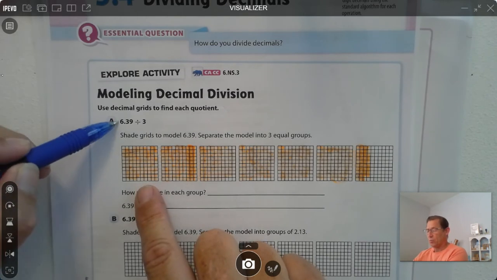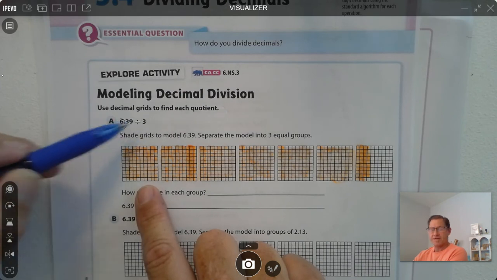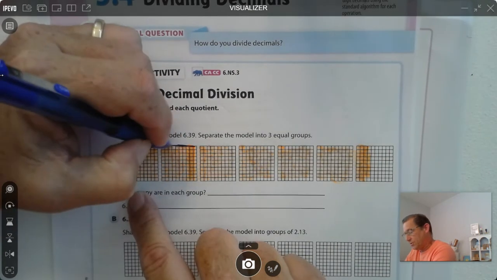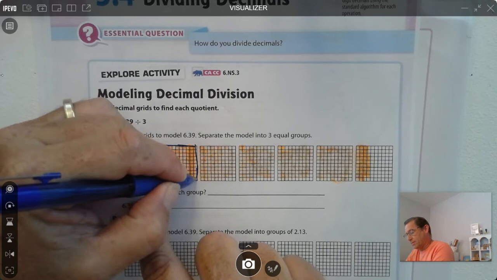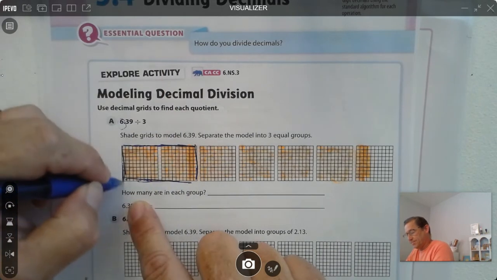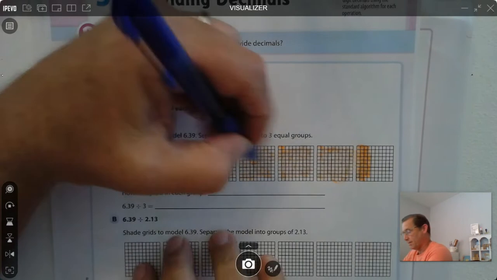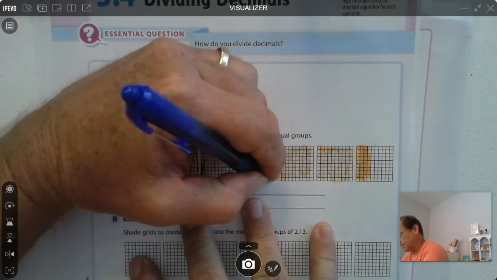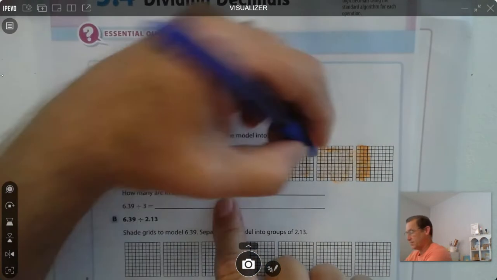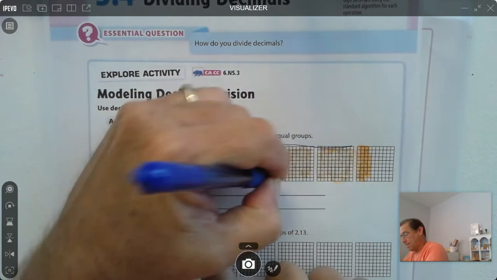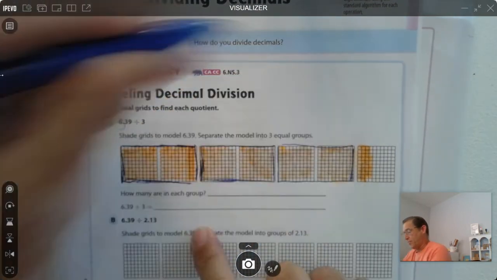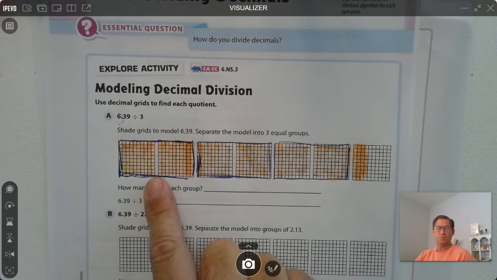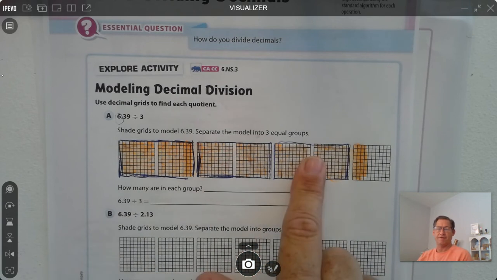So if we were just looking at the whole number, and we have to break it into 3 equal groups, well, 6 divided by 3 would be 2, right? So we would have 2 full hundreds in every whole, or in every group. Okay, so we have 1 group, 2 groups, 3 groups. Okay, so we have 2, 2, 2 in every group, right?